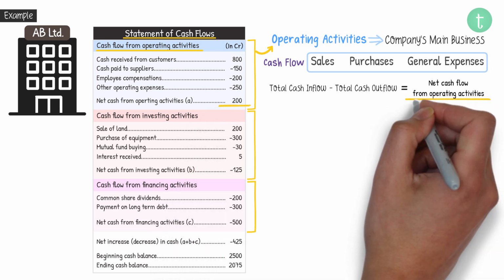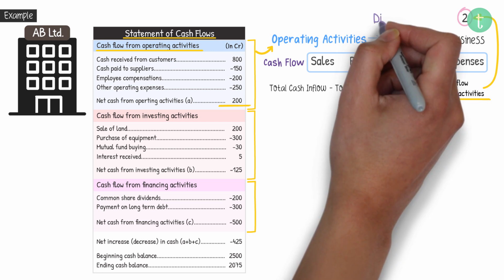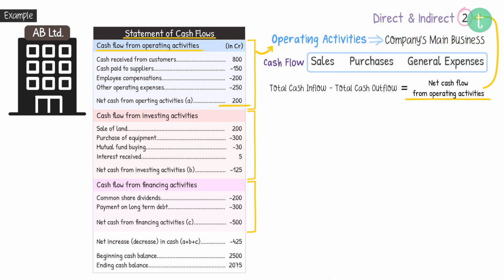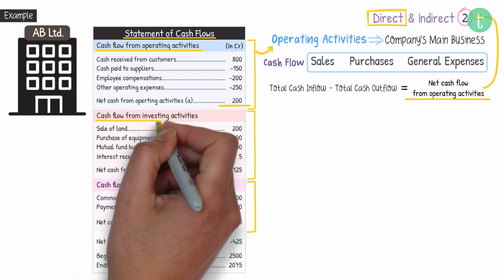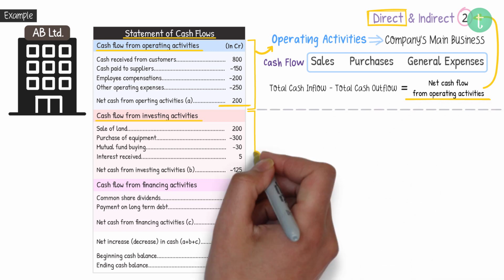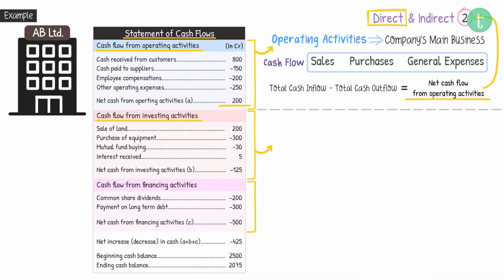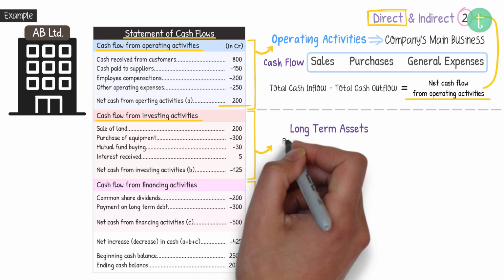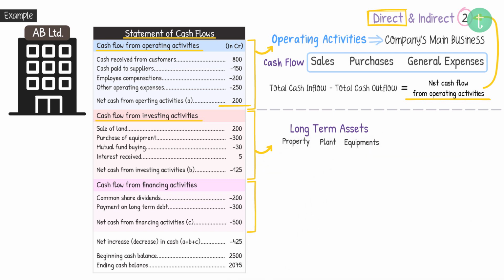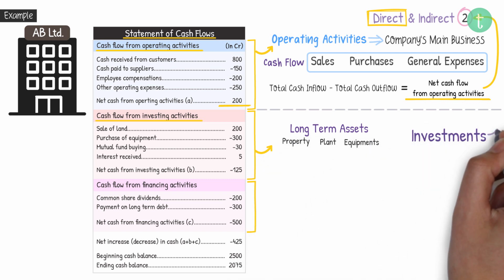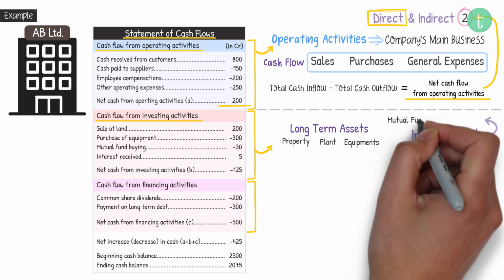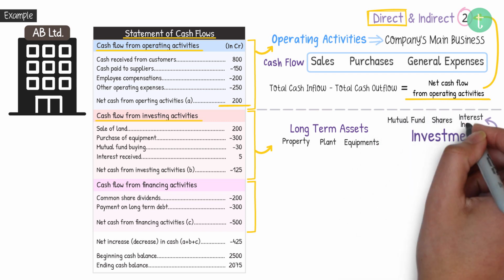Cash flow from operating activities can be calculated in two ways: direct and indirect. Here, the direct method has been used, and we will understand the indirect method in some other videos. The second part is cash flow from investing activities. This part involves cash flows related to the buying and selling of long-term assets such as property, plants, and equipment, as well as various types of investments, which mainly include mutual fund investments, shares of other companies, and interest income.